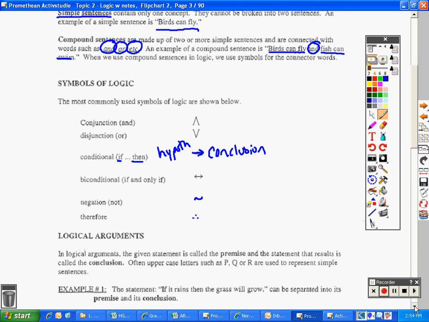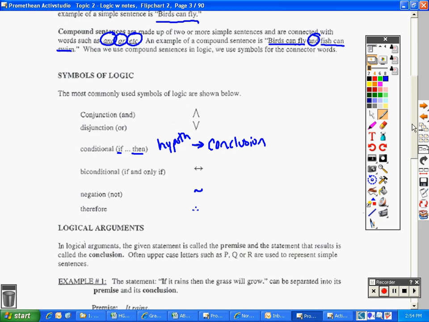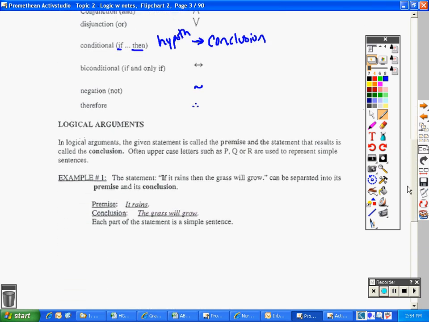Okay. So let's look at our first example. We are today only going to focus on translating simple sentences into words and then backwards from words into simple sentences. Okay, here we have example number 1. If it rains, then the grass will grow. And that is just 2 simple sentences. It rains and the grass will grow. Our hypothesis and our conclusion.